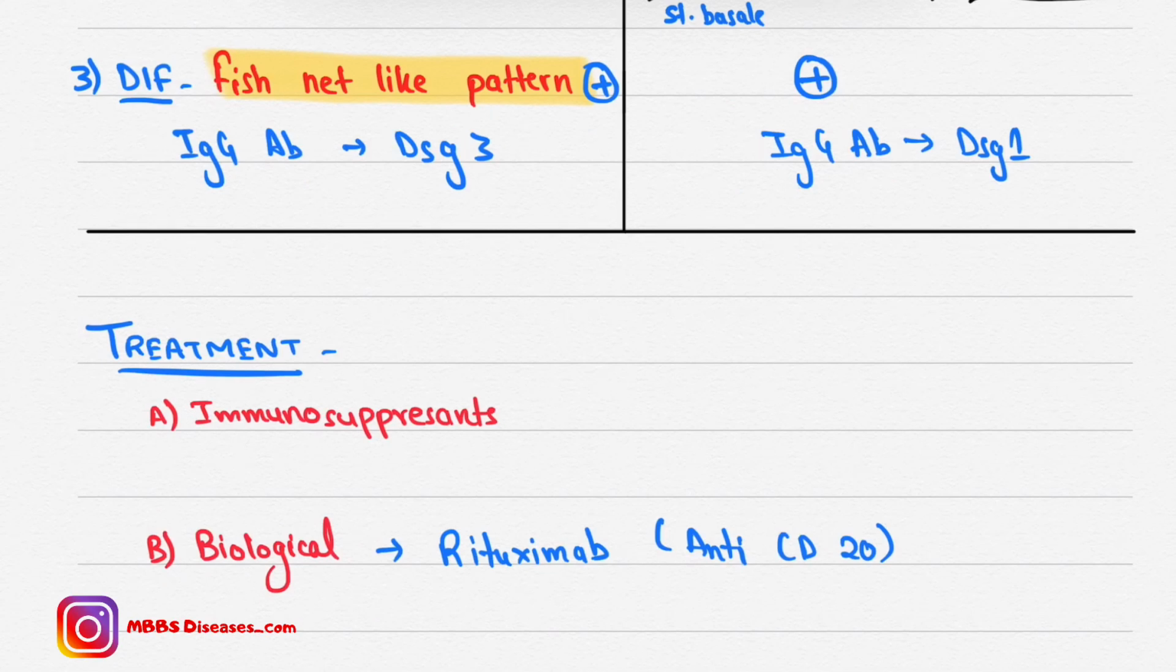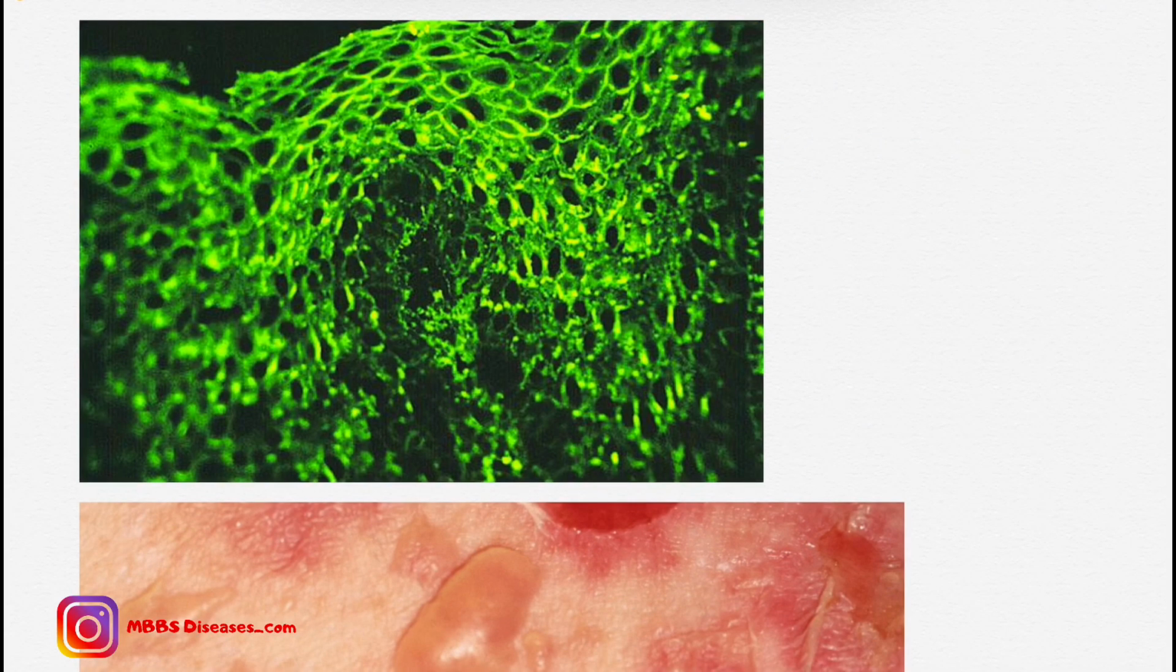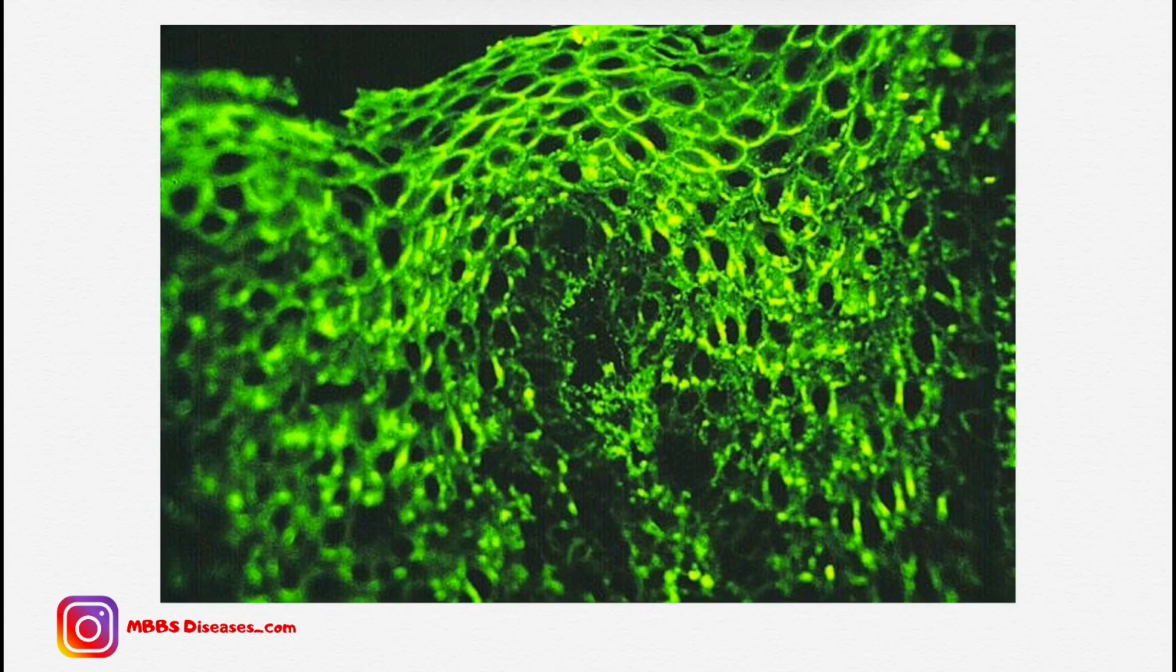Now coming to the photographs, some pictures of these conditions. Coming to the first photograph, which is about the fishnet pattern. This is the DIF microscopy, and as you can see, we can see the net-like pattern, which is like a fishnet. So this pattern is known as fishnet-like appearance on direct immunofluorescence microscopy.